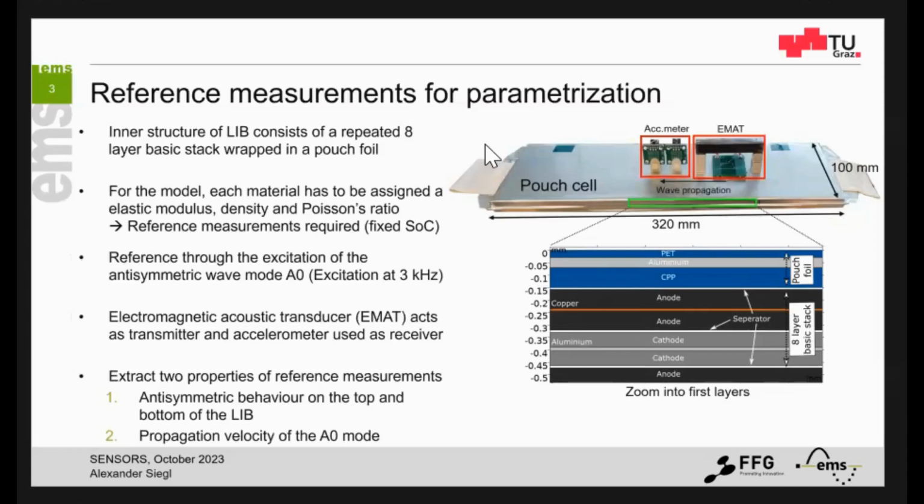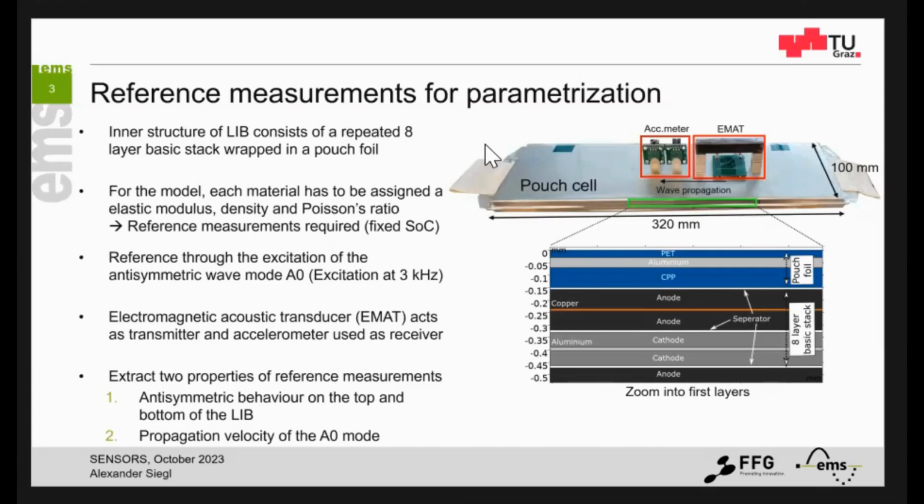The excitation will be done with a so-called electromagnetic acoustic transducer, and as receivers we use accelerometers to pick up the wave. We want to extract two pieces of information from this reference measurement. First of all, the information about the antisymmetric behavior, which characterizes this A0 mode. This will be shown in the next slide. And then, of course, we want to know how fast this wave actually propagates inside the battery.